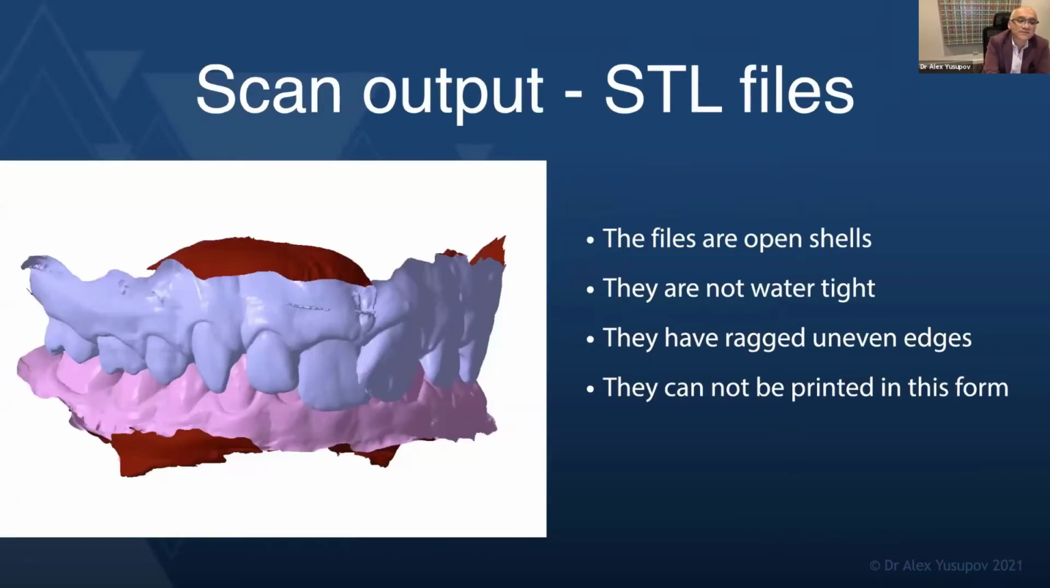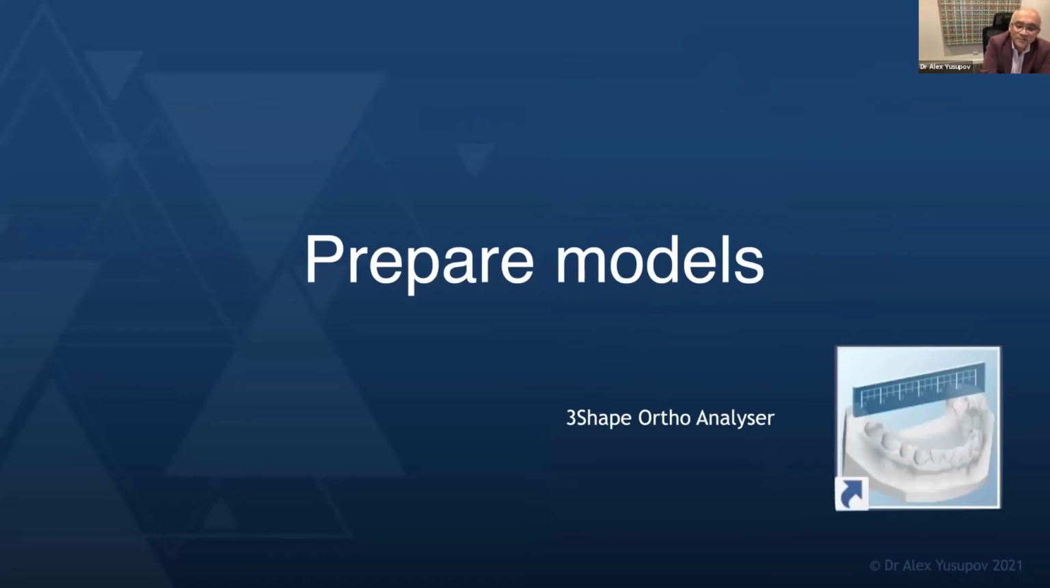So when we look at the scan that comes out of the scanner, this is what it looks like. It's basically a non-physical shape because it's an open shell. And as an open shell, it can't hold water, which means it can't hold resin, which means it can't be printed. So we have to create a closed shell to be able to print this model. Now, there are 2 ways we prepare models in my office, and the most common way is using 3Shape Ortho Analyzer because we're already paying for its license, and it does make things very, very straightforward.